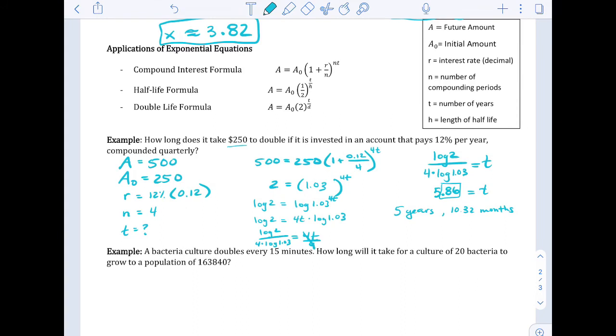All right, next one. A bacteria culture doubles every 15 minutes. How long will it take for a culture of 20 bacteria to grow to a population of 163,840? So we have two formulas for this to simplify. We have half-life and double. Half-life means how long it takes something to halve itself. So that happens a lot with radioactive material. They hang around for a long time because they have a long half-life, because things break down over time.